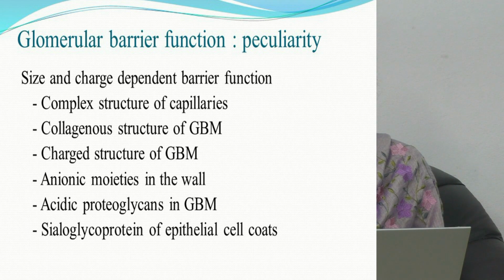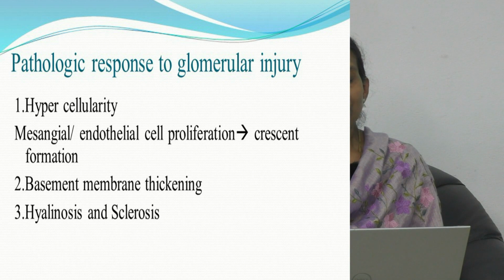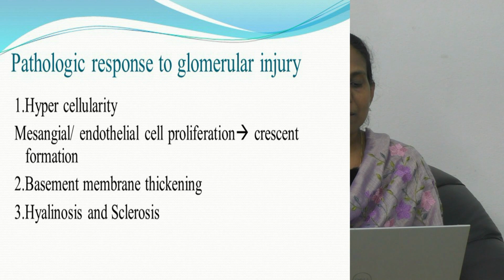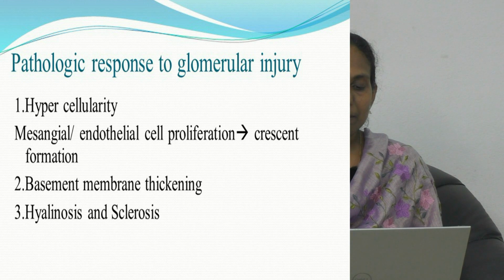The size and charge dependence is because of the complex structure of the capillaries, the charged nature of the GBM, anionic moieties in the wall and acidic proteoglycans in the glomerular basement membrane. Whenever there is any injury to the glomerulus, there is a response in the form of hypercellularity by the mesangial cells, endothelial cells, basement membrane thickening, hyalinosis and sclerosis.